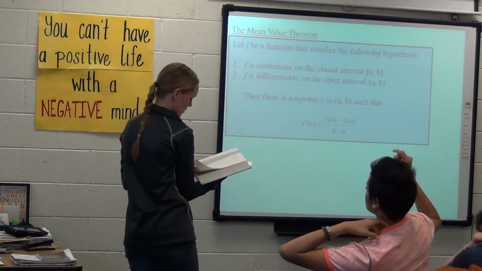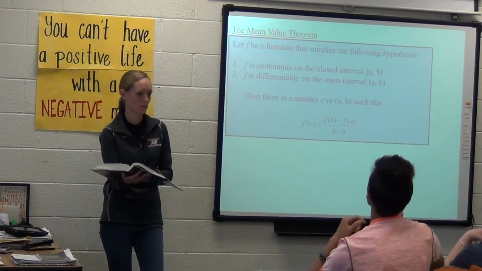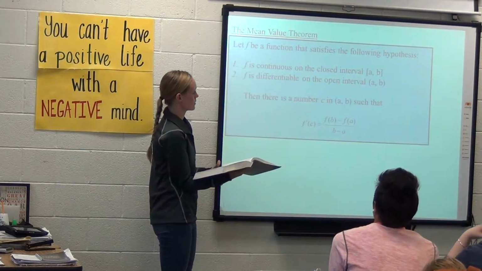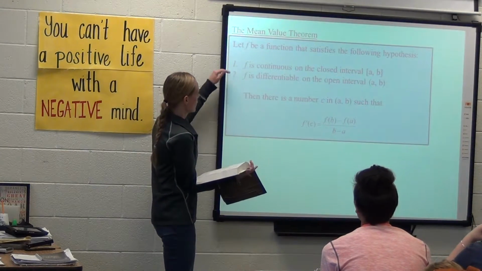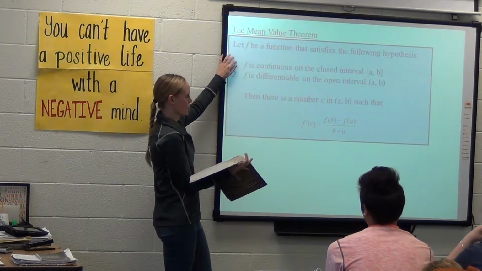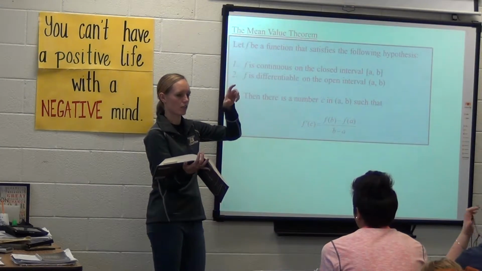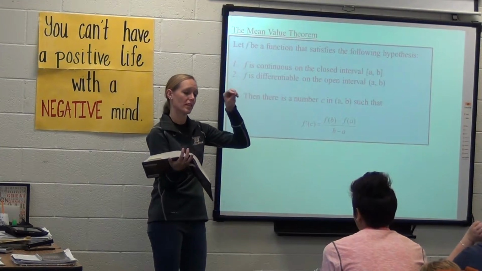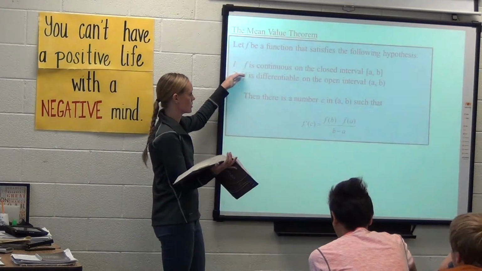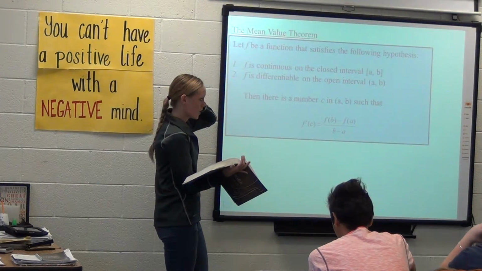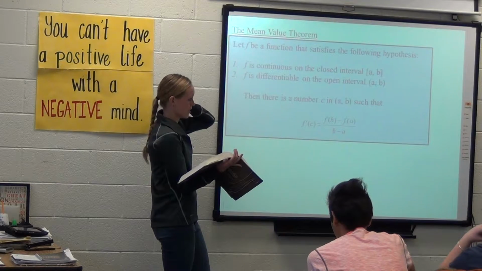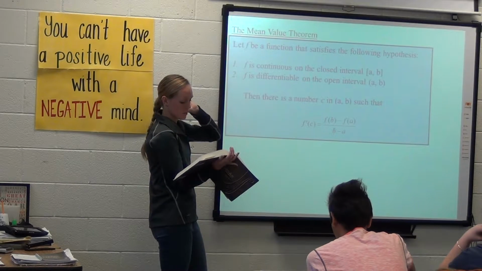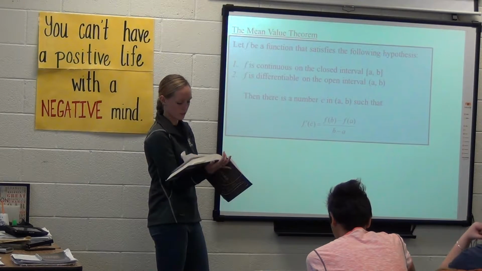What's the difference between continuous and closed? It has to be continuous on the closed interval, so the endpoints have to be included in continuity. You can't have an open endpoint with these intervals. Something can be differentiable all the way up to an open interval.